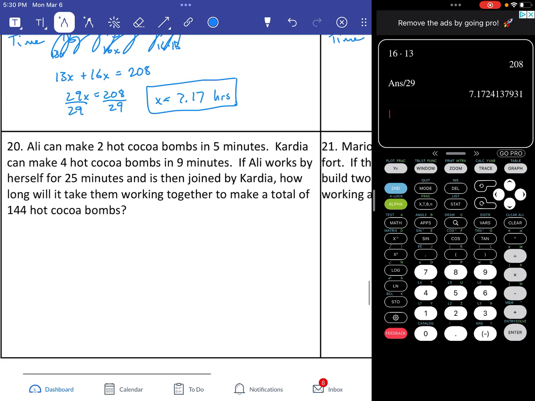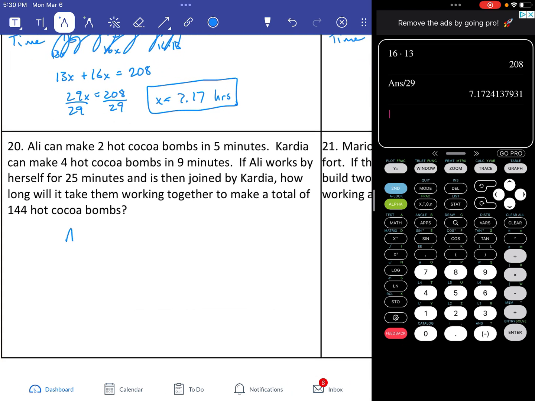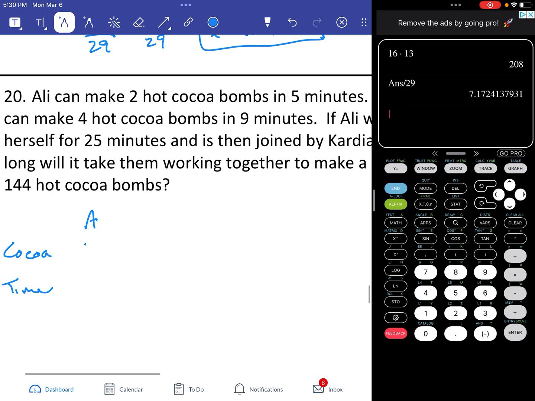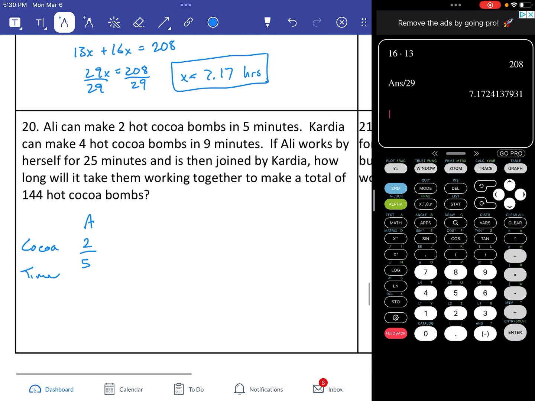Next, Allie can make 2 hot cocoa bombs in 5 minutes. We have Allie. We're making cocoa over minutes. We'll just do time. I don't like how you spelled cocoa either. Cocoa. There we go. Time. Allie can make 2 in 5 minutes. Cardia can make 4 in 9 minutes.